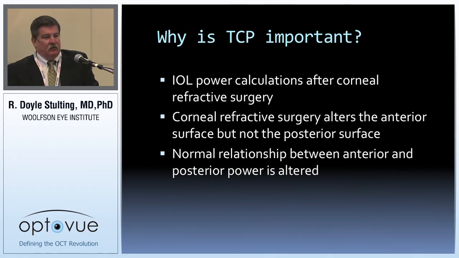Corneal refractive surgery is one of the areas where the OCT is especially applicable. In corneal refractive surgery, we alter the anterior curvature of the cornea. So that makes assumptions that have traditionally been made about the relationship between the anterior corneal power and the posterior corneal power incorrect. And this is the reason we have difficulties in determining the proper intraocular lens power for these eyes.